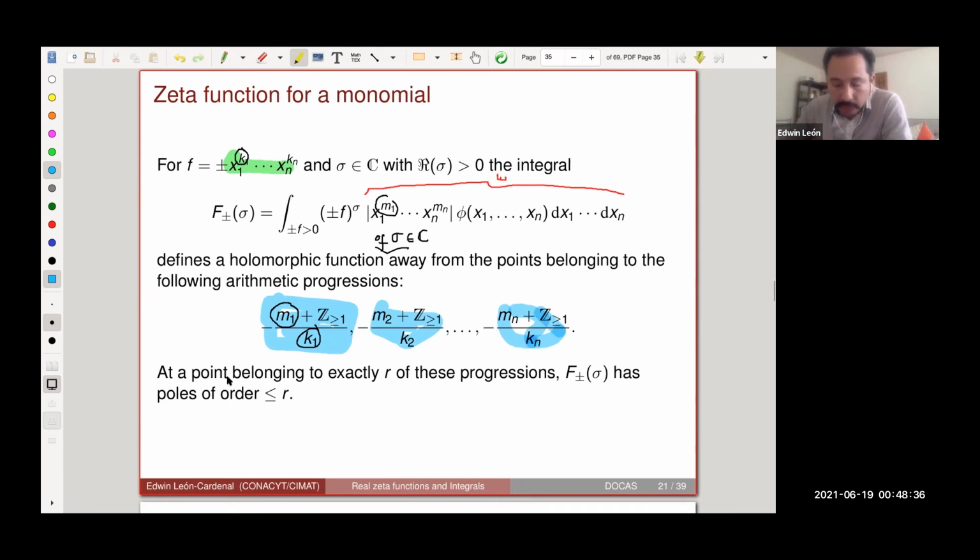And what we prove is that these guys are possible poles, and the order of these poles depends on the matchings of these things in several of these arithmetic progressions. Okay.